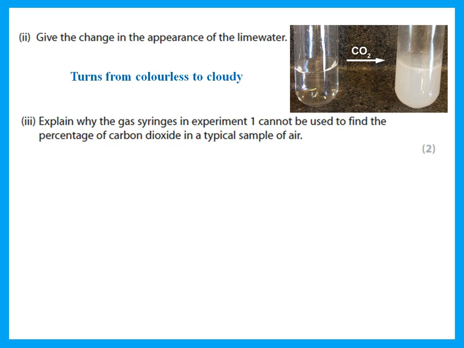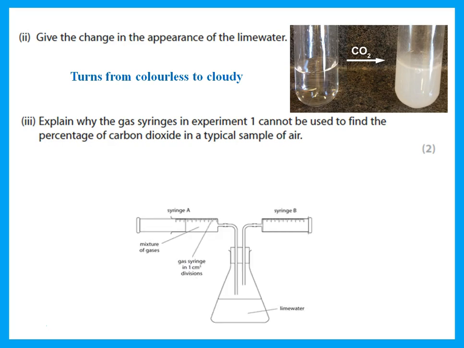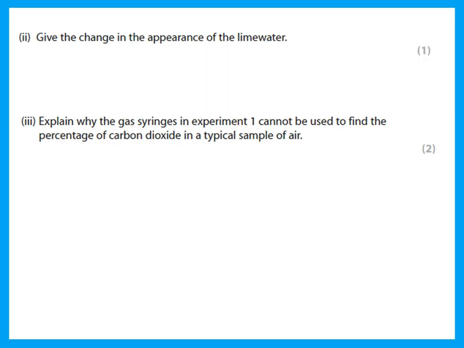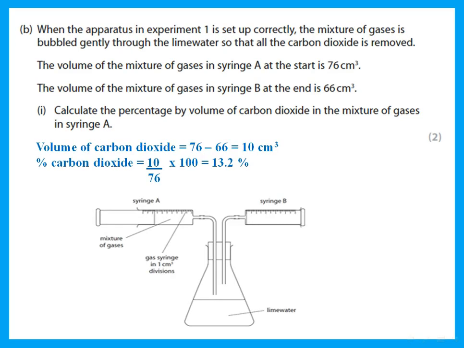Explain why the gas syringes in experiment 1 cannot be used to find the percentage of carbon dioxide in a typical sample of air. How can I use this to find the percentage of carbon dioxide in the air? It will not work. Why? Because the percentage of carbon dioxide in air is very, very small. It's only 0.04%. Remember, if we go back to what we calculated, it turned out to be 13.2% of carbon dioxide in the mixture.